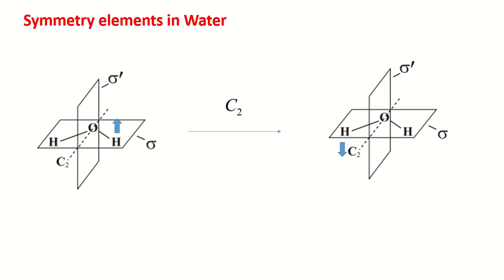The third one is the C2 rotation. I have already told you about the C2 axis of rotation. If we apply C2 in this direction, and it has only one C2 axis of rotation, so what happens?